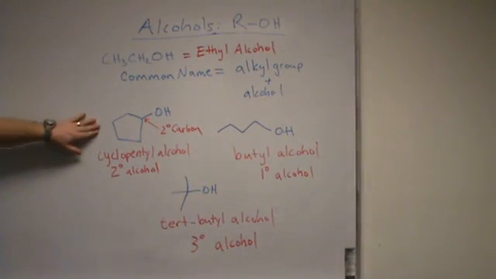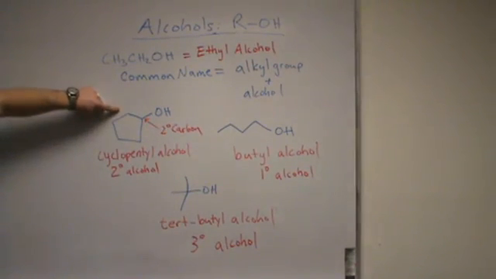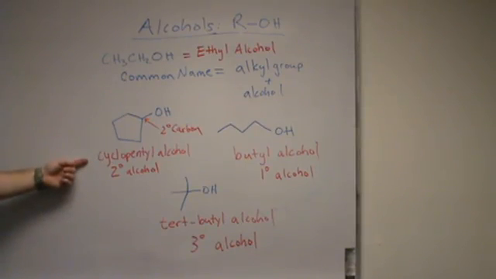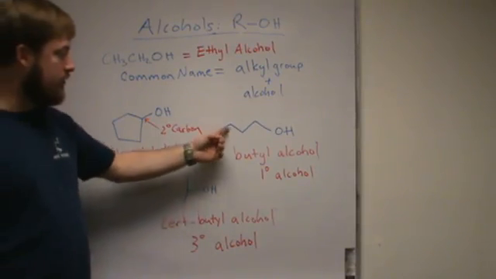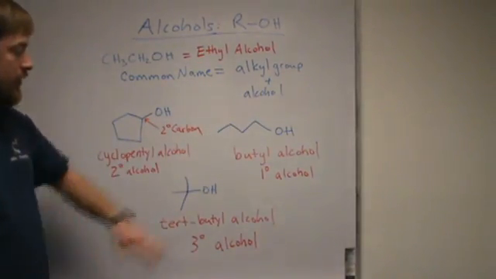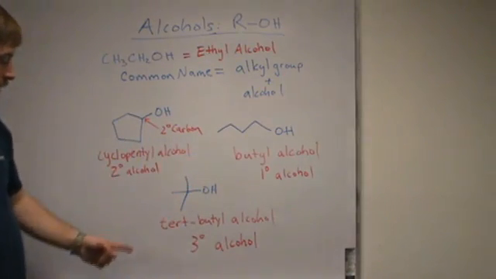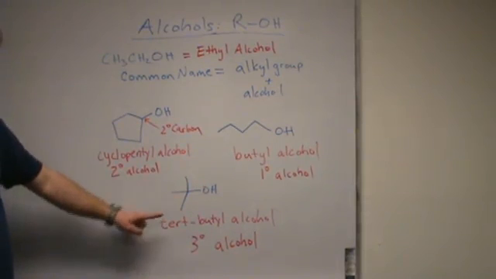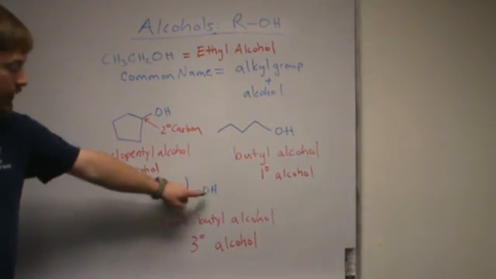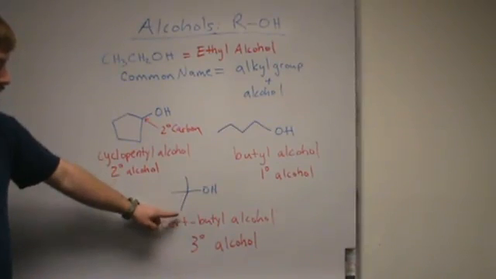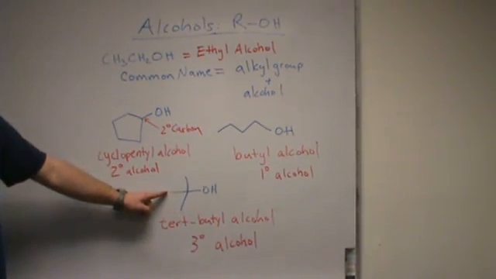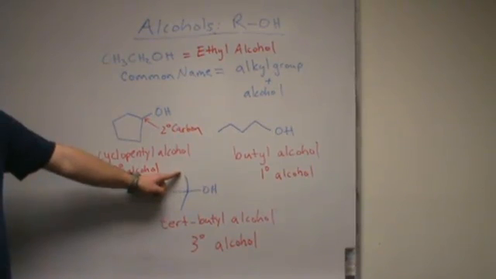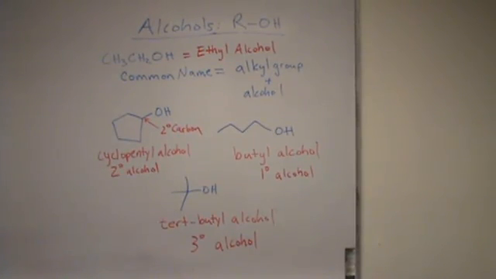A couple more examples here. If we wanted to name this alcohol, the OH group is directly attached to a cyclopentane ring, so it's cyclopentyl alcohol. Here there's a 1, 2, 3, 4 carbon chain, so it's butyl alcohol. And at the bottom, this is tert-butyl alcohol. This carbon that's bonded to the alcohol is bonded to 1, that's a methyl, 2, that's another methyl group, and 3 carbons, so it's tert-butyl alcohol.